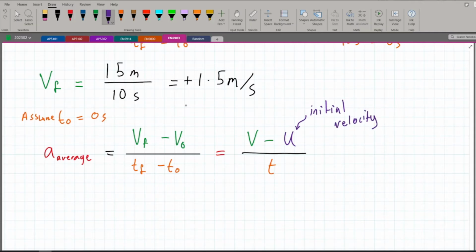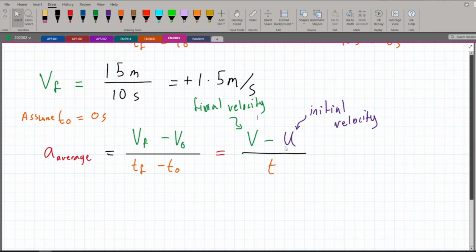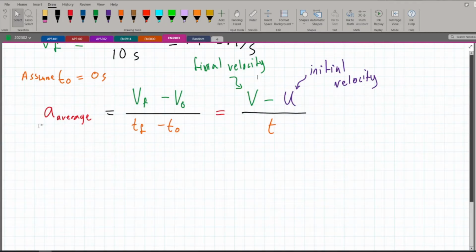It is commonly written as u, and v is usually the final velocity. Okay, it's just a notation, just a way to write it. There is no difference at all whether we write it this way or that way, as long as you understand what you are doing. This is just a notation. So now we have an equation for acceleration. So the average acceleration is going to be equal to the change in velocity, which is final minus initial, over the time. Okay?